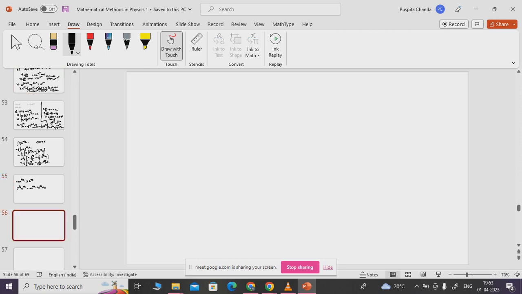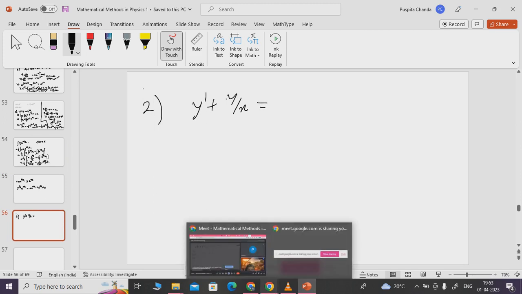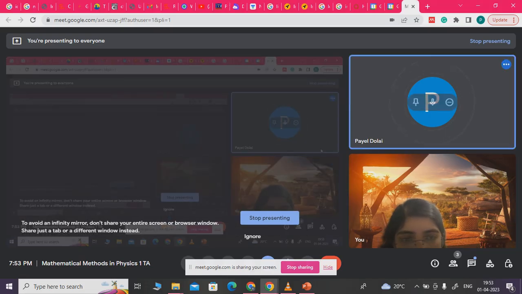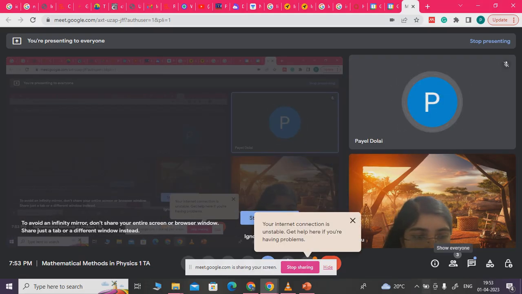So u is equal to y to the power 1 by 3, and e to the power x by 3 times u is equal to x e to the power x by 3 minus 3 e to the power x by 3 plus c. This is the answer.